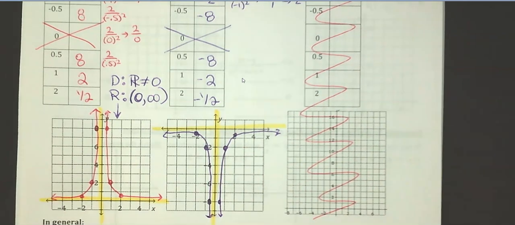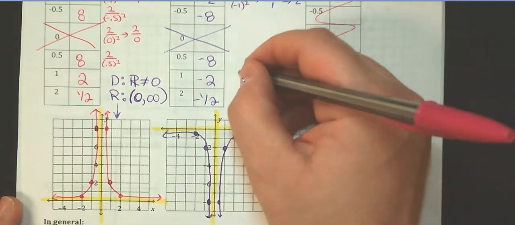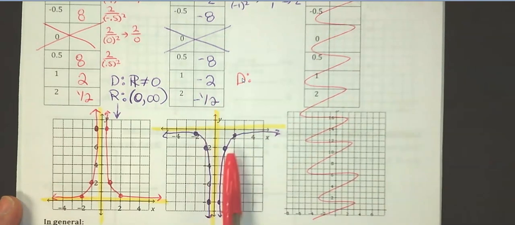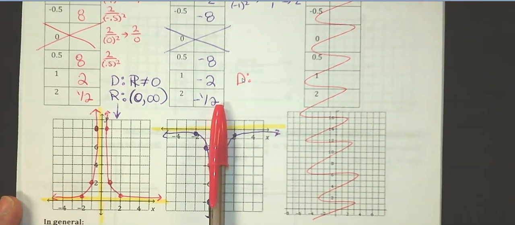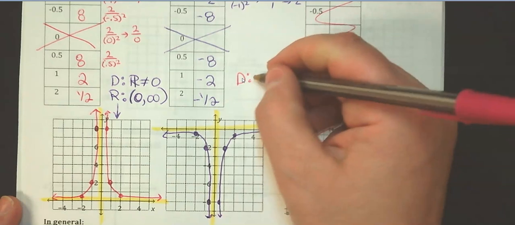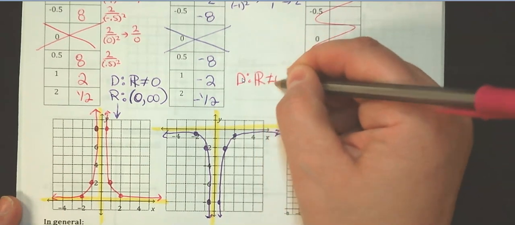Now, the difference here, I know I didn't leave a bunch of space. The domain here, just one branch goes left, one branch goes right forever. You just don't touch this one in the middle. So all the numbers, but not 0.